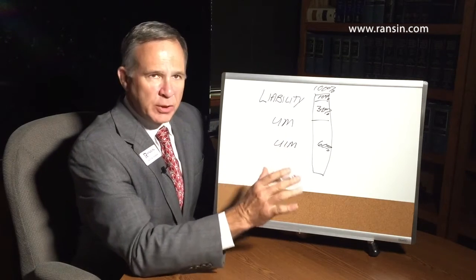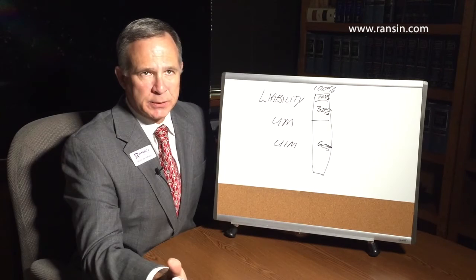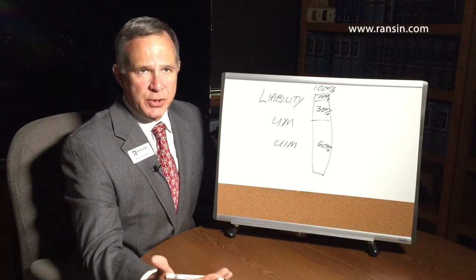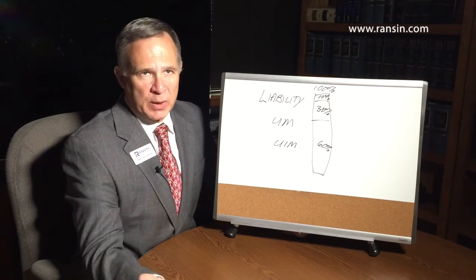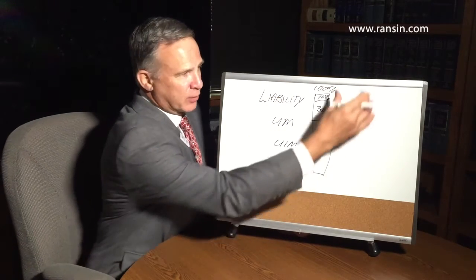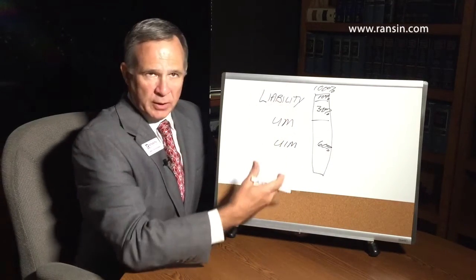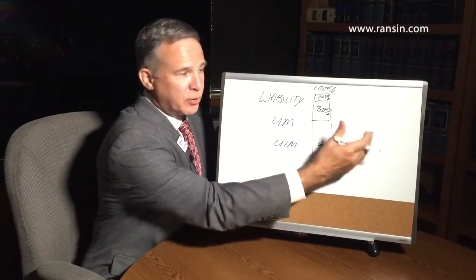Now, when you look at your insurance policy, the first page is called the declaration page. It declares the coverage that you have. It's like a menu in a restaurant. Down the left side are the items. Down the right side are the prices. Most people don't look at the left side, they only look at the right side. You need to look at both.